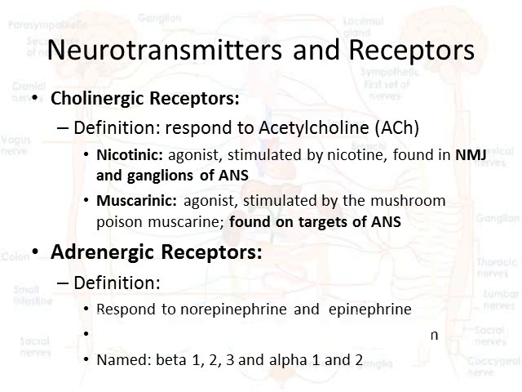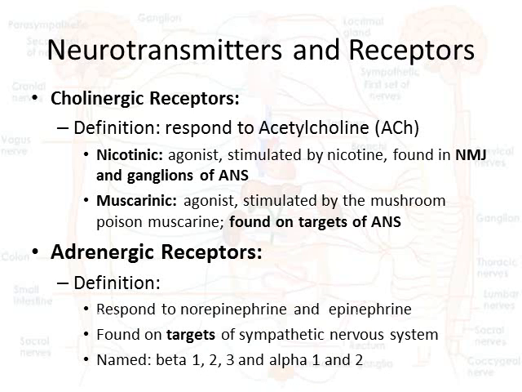Okay, and then we have the adrenergic receptors, and adrenergic receptors are named that because they respond to norepinephrine and epinephrine. And remember that epinephrine's nickname is adrenaline, and that's why adrenergic, just like cholinergic comes from choline with acetylcholine. So these are found on the targets of the sympathetic nervous system. And these have all kinds of subclassifications. There's beta 1, 2, 3 and alpha 1, 2. You don't need to know the differences of those different ones, but you will need to remember that the beta and the alpha are part of the adrenergic receptors.